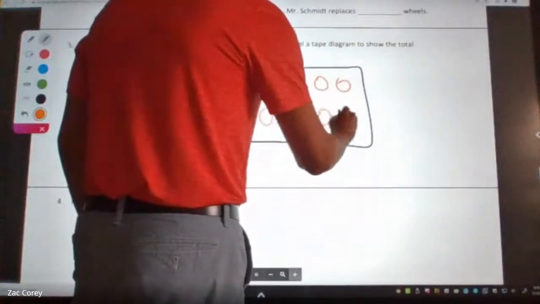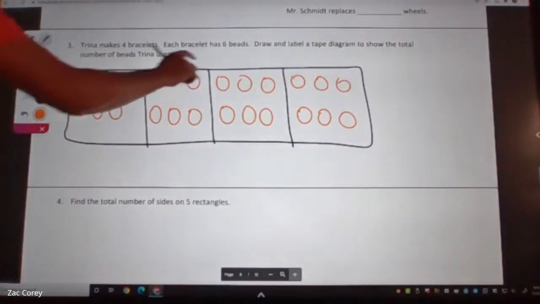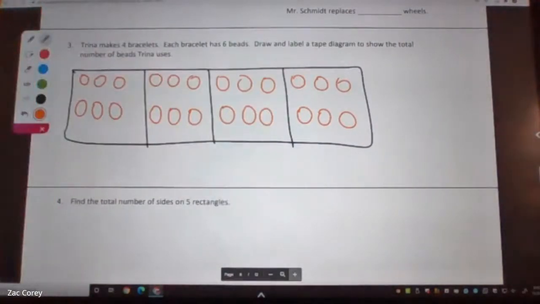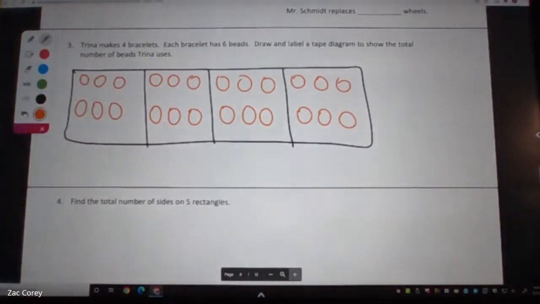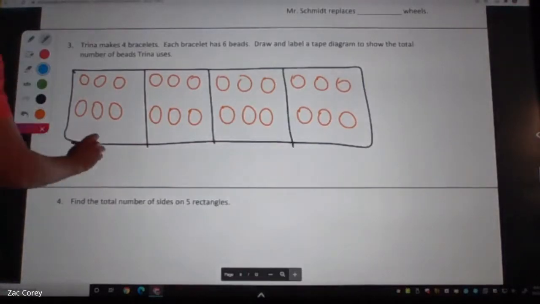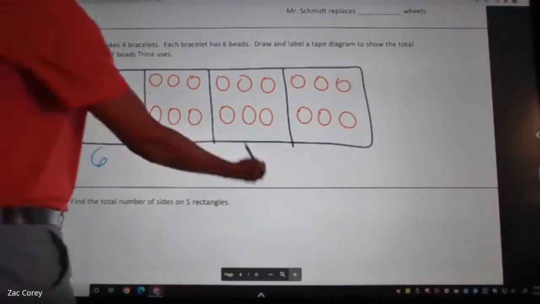All right, so if we have these 6 beads on each bracelet and we have 4 bracelets, they want to know how many total beads we have. Well, before we were counting by 4s, right? So we counted by 4s on the front side of the page, and now we just counted by 4s on number 2. Now we need to count by 6s on this one, right? So we're going to skip count by 6s. So obviously we can put 6 here because we know there's 6 beads in this first box, first bracelet. But now we need to continue to count by 6s here, okay?